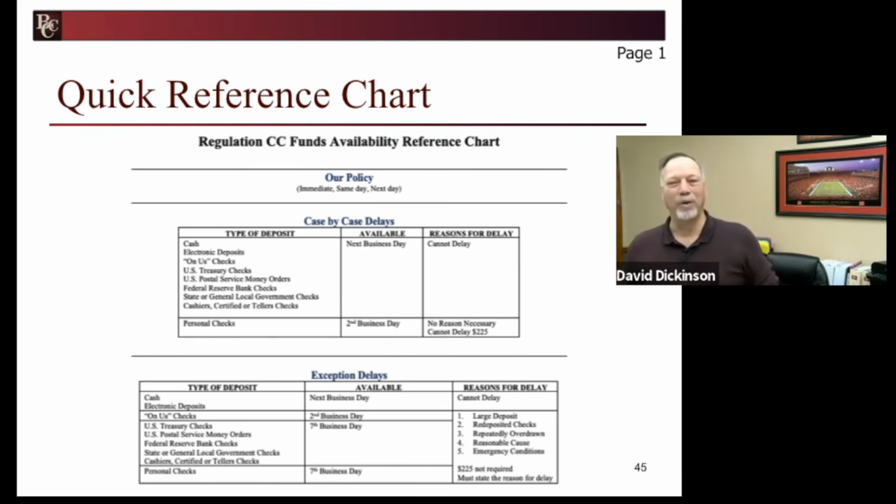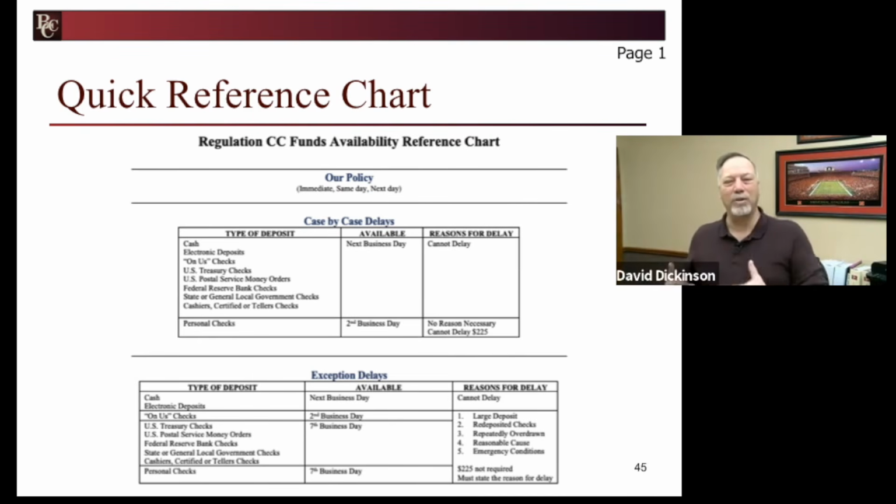If you look down below that, you'll see personal checks. That's where John Doe gives me a check and I bring that in. You can hold that for two business days. Now, it has to be available on the second business day. Notice on the right-hand side, no reason necessary. You can just say, I don't like your tie. I don't know, whatever reason, you just don't feel good about that check. You don't have to tell them why, but you have to give them $225 of that check.